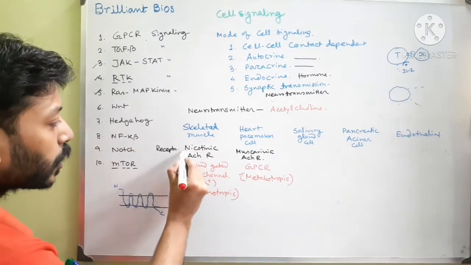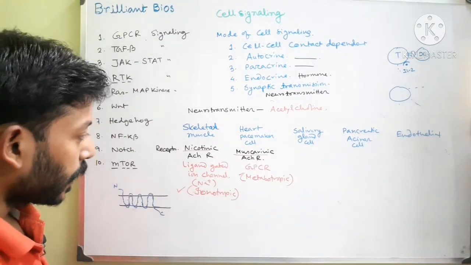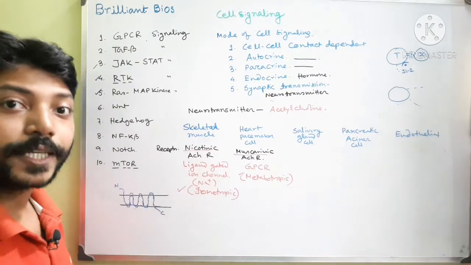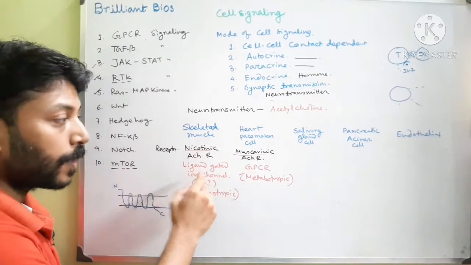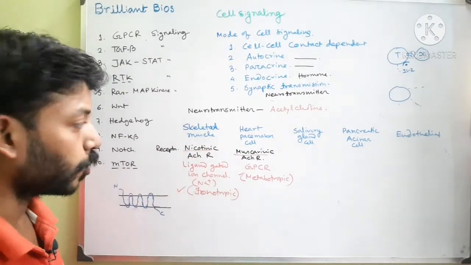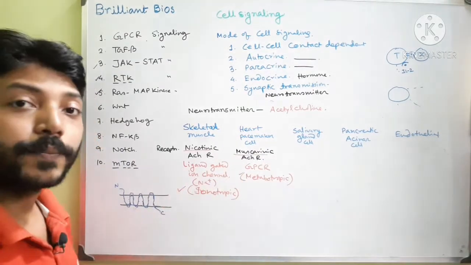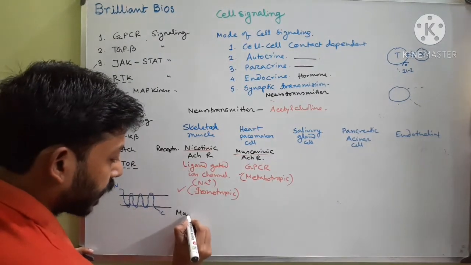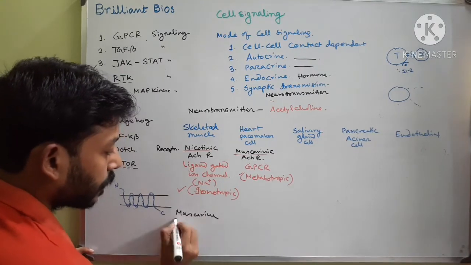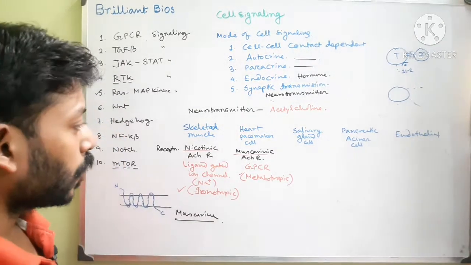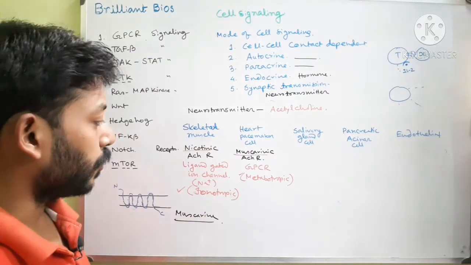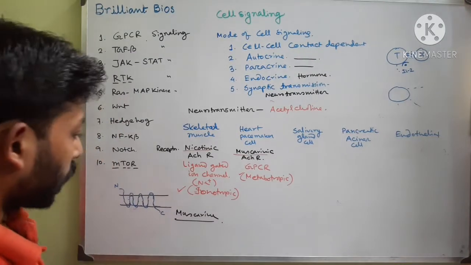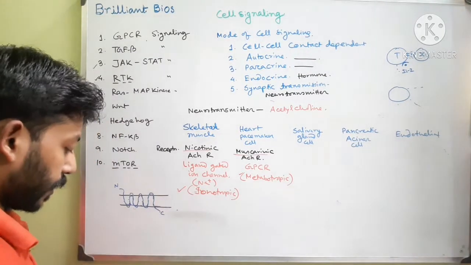And why is it called nicotinic and muscarinic? Because this acetylcholine receptor can also bind nicotinic acid, nicotine actually, and muscarinic means muscarine, an alkaloid present in fungi. So they can also bind with this receptor. Now the result is different.